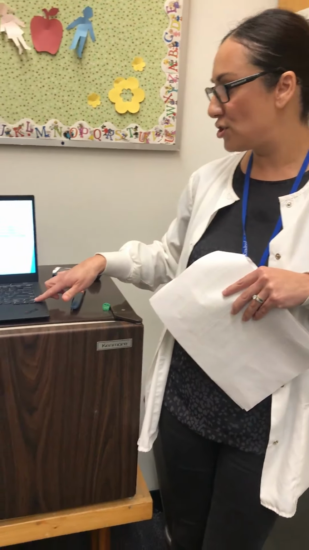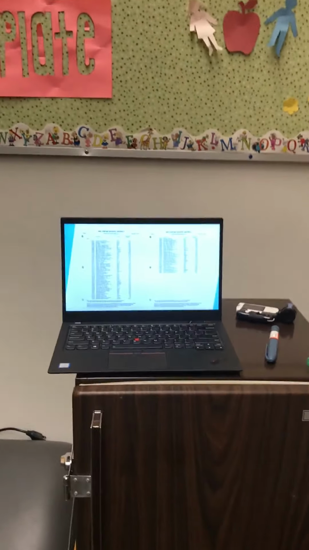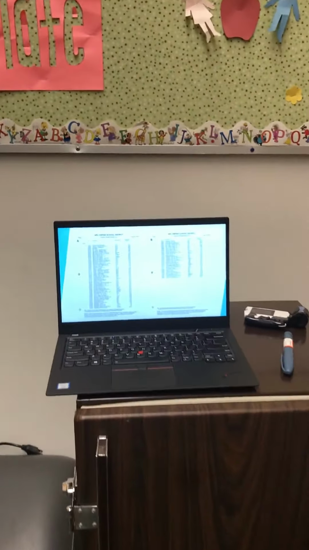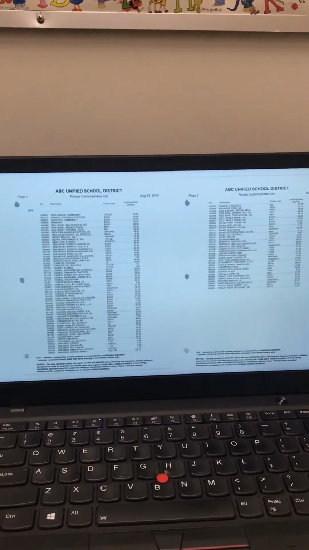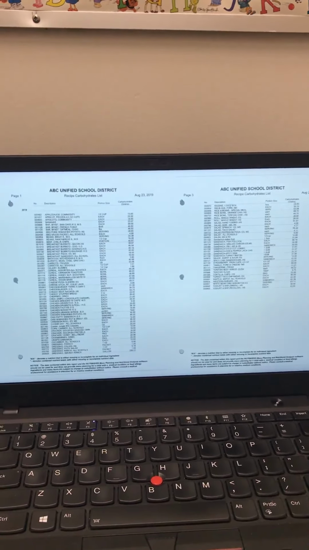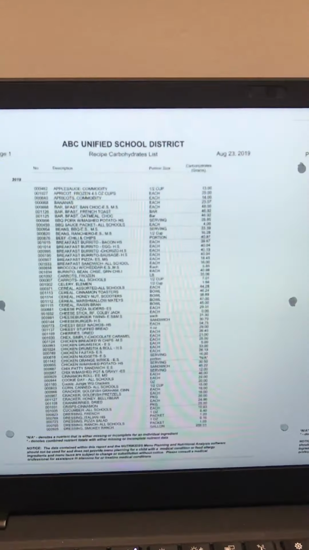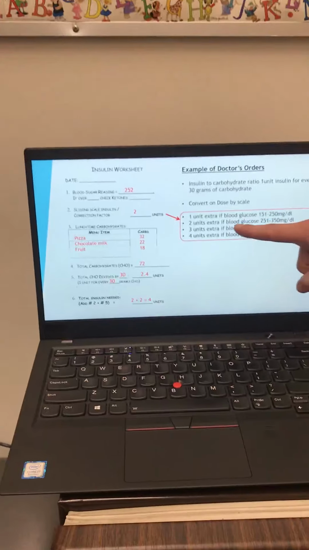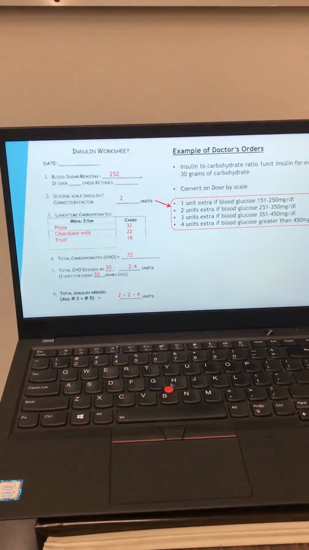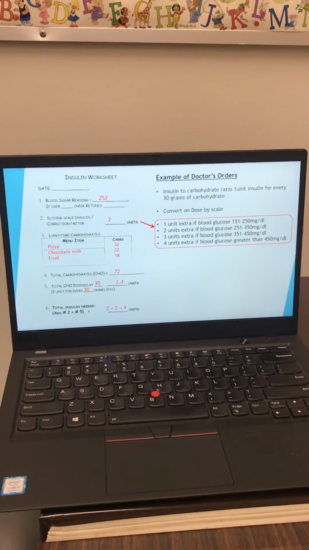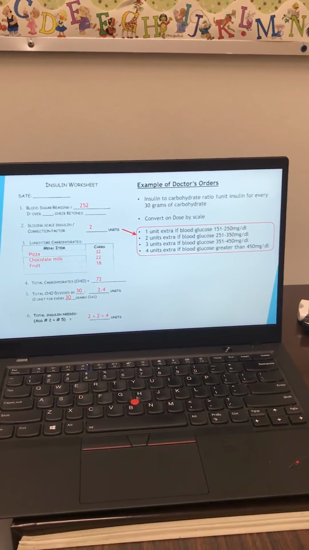The next slide is an example that the ABC Unified School District has provided. It's a recipe carbohydrate list in alphabetical order. You can find pizza and it will give you how many grams of carbohydrate it contains. I will go back to the next slide. For example, pizza contains 32 grams of carbohydrates, chocolate milk 22 grams, fruit 18.